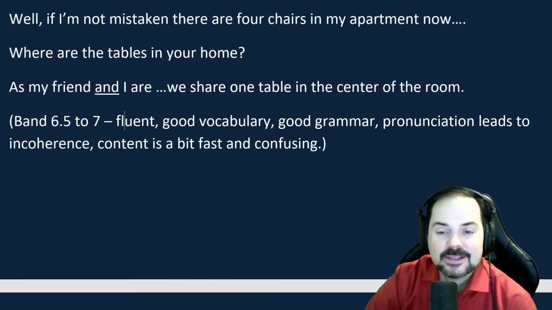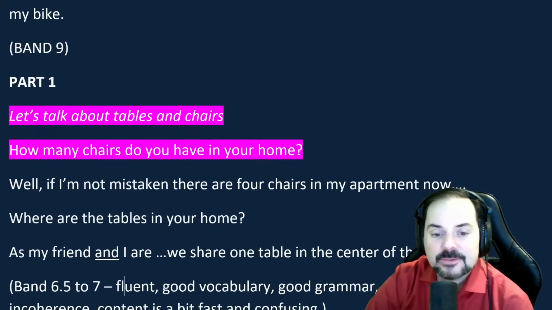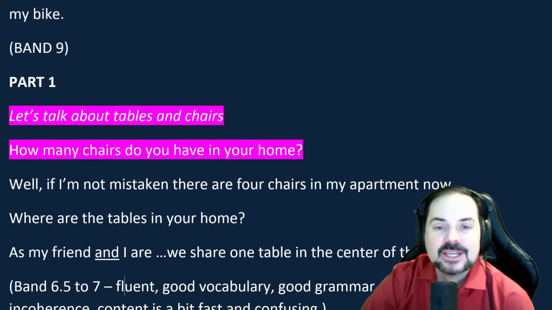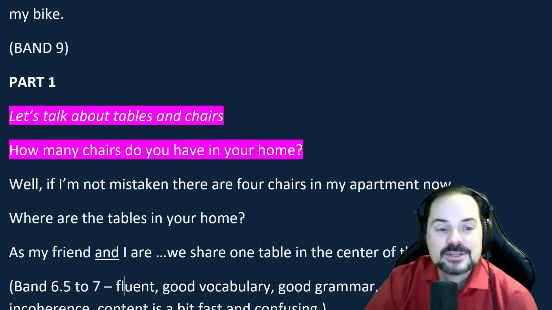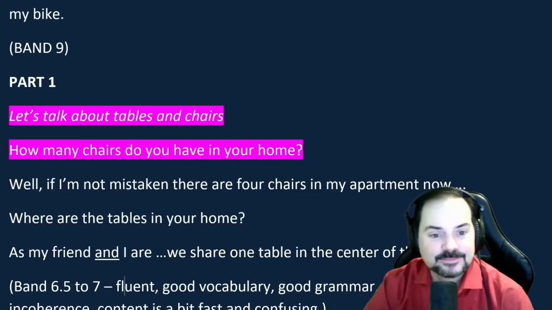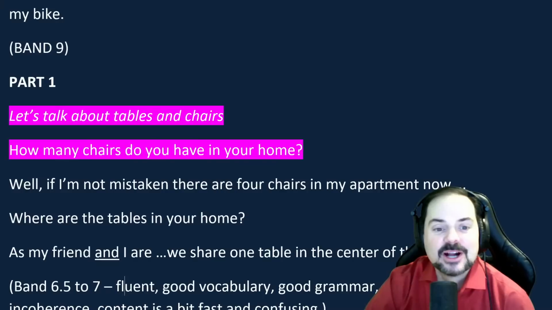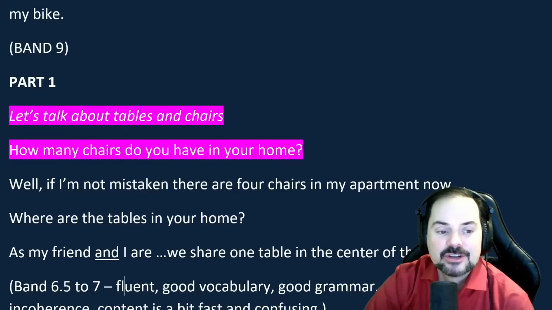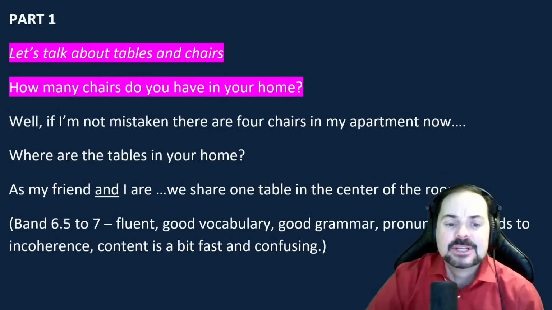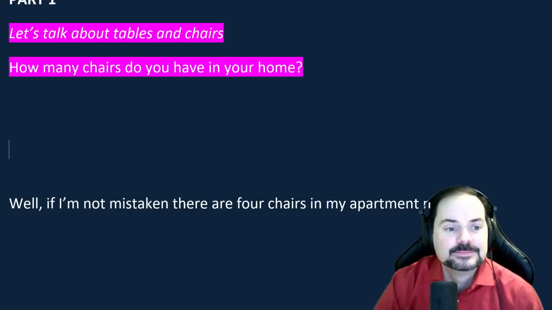Okay, Yuka, well, let me help you with that a bit. Let's practice a little bit of speaking. Just do your best. No worries. Stay calm, confident. Be you. And I will give you some feedback. Are you ready? Yeah. Okay, here we go. Let's talk about tables and chairs. How many chairs do you have in your home?